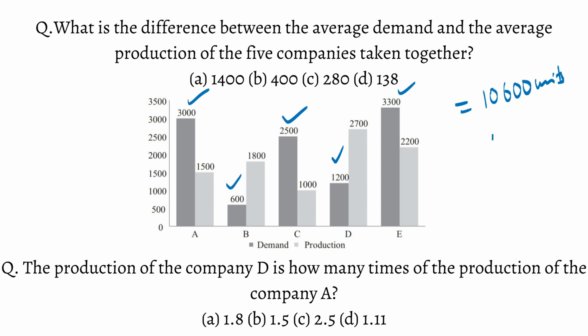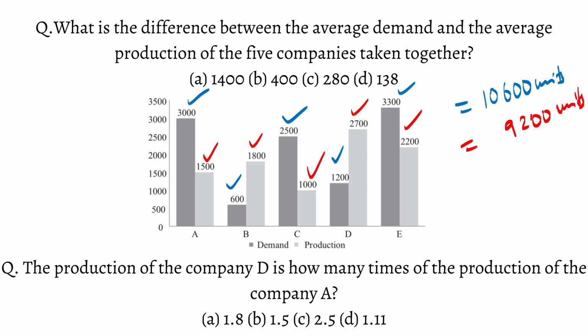This is the total demand of all the companies. What about the total production here? The total production is 1500 for first company, 1800 for the second, 1000, 2700 and 2200 respectively for all the 5 companies, and add them, we will get total production as 9200 units.